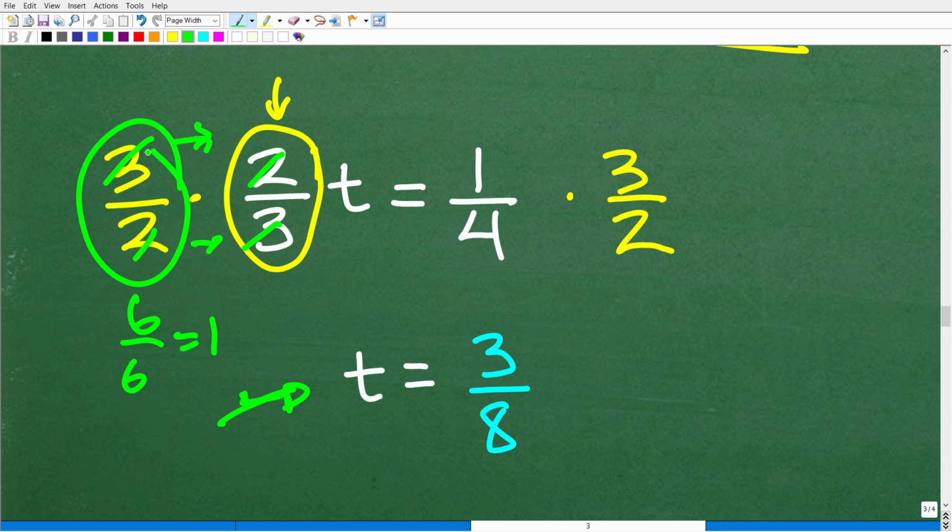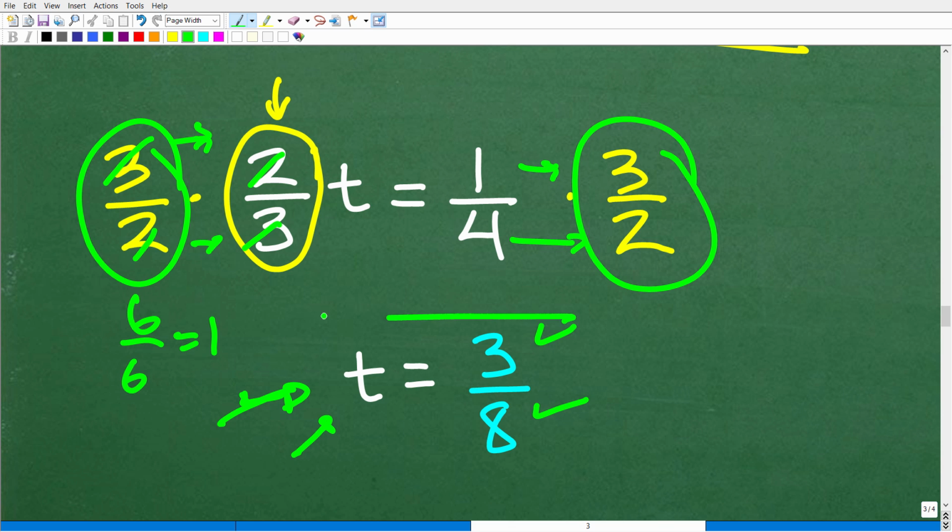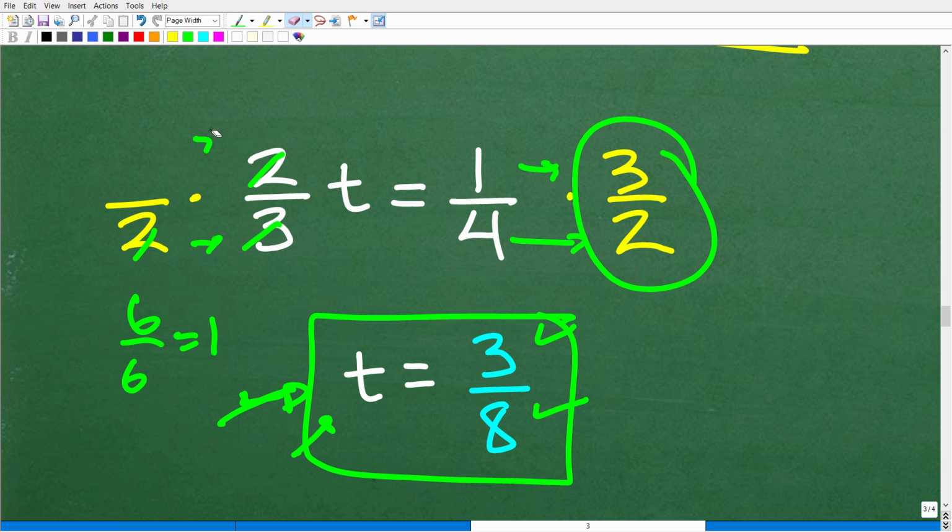So all we need to do is multiply both sides of the equation by the reciprocal. Okay, so flip this upside down and multiply. So you're automatically going to get t on the left. And here we have 1 times 3 is 3, 4 times 2 is 8, and you are done. And we don't have to hassle with complex fractions, okay? So this is the best way to think of these fractions.